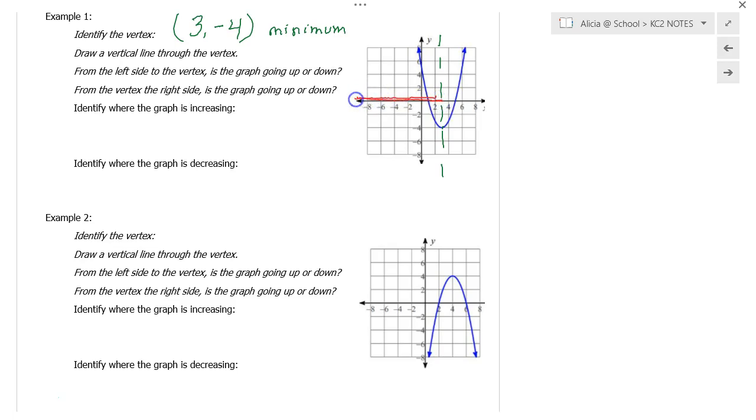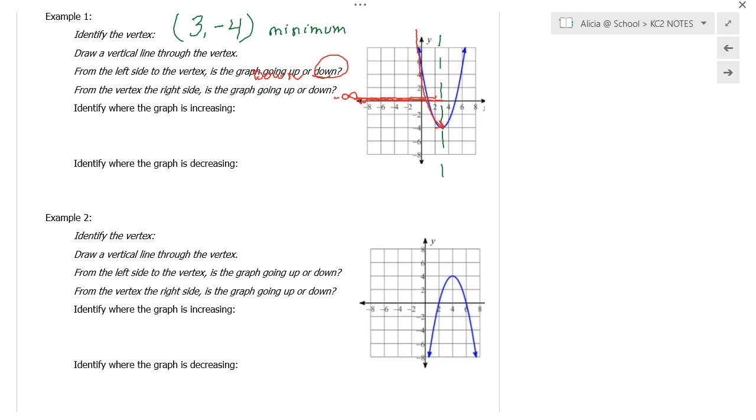So what is my function doing on these values for x? And remember that all the way to the left here is negative infinity. So from negative infinity until that x value of 3, what is my function doing? Well, my function is starting up here, and I am working downward until I get to that vertex point. So from the left side to the vertex, is the graph going up or down? It is going down, right?